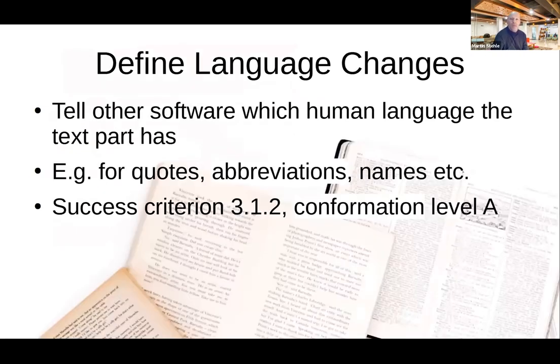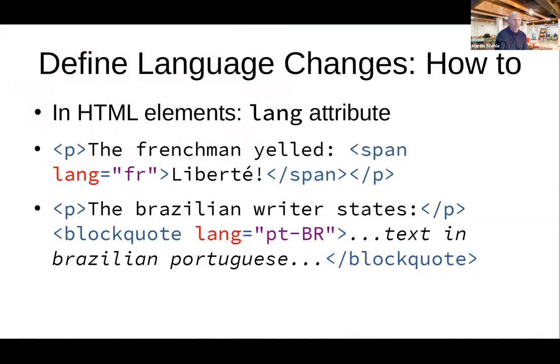The same goes for language changes within the content of the web page. For example, you have an abbreviation in a foreign language, or you quote a foreign person in the foreign language. It's very useful for screen readers, for example, to tell them, hey, here comes another language, so change the speaker. How to do that? Well, you can also use the lang attribute in any other HTML element, for example, in a span, an inline element, or in a block element like blockquote. And you can specify the language change there.